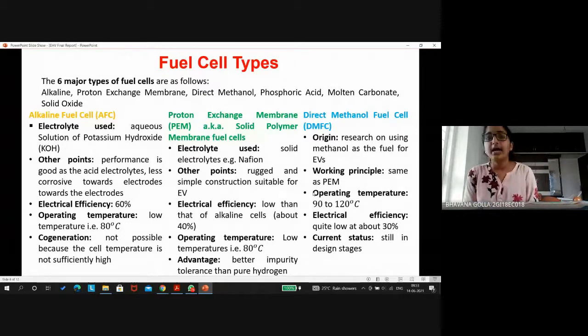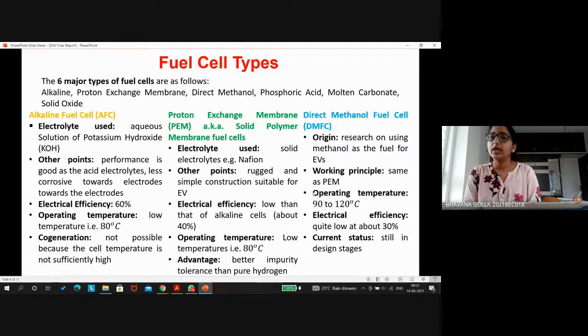And next we have the direct methanol fuel cell. The background of this is that hydrogen is highly inflammable, so carrying it was a major disadvantage. So there was a search for a kind of cell where we could directly convert the methanol so that it could be used for electric vehicles. That was the main intention for direct methanol fuel cell.